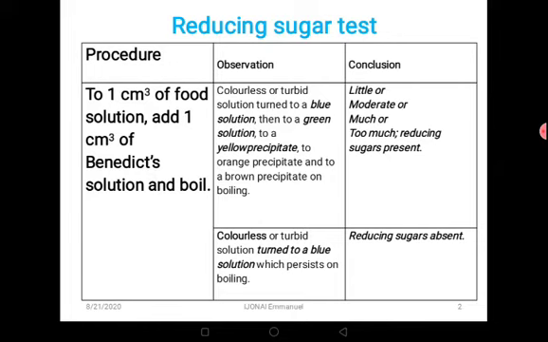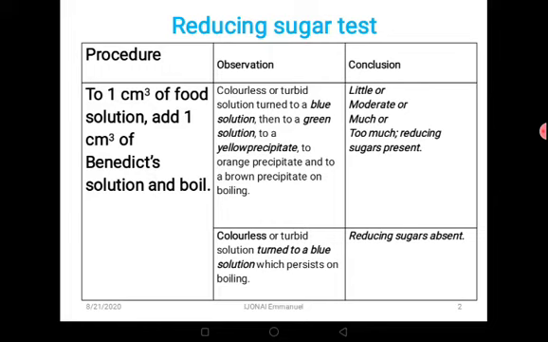It doesn't change anymore. And then when do we say that it's moderate? We say it's moderate when it turned to a blue solution on addition of Benedict's solution, then on boiling it turned to a green solution, and then to a yellow precipitate. That one is moderate amounts of reducing sugars present. And then much reducing sugar is when it goes to orange, and too much when it goes to brown. Or orange and brown can be generalized as much reducing sugars. No problem for that. So those are the possible deductions or conclusions that you can make.